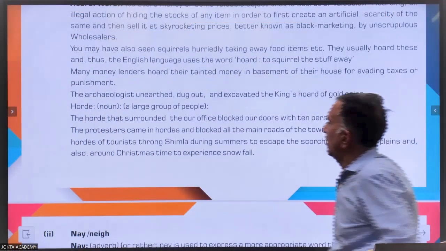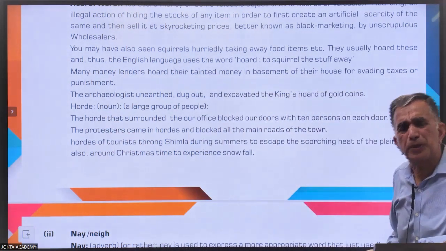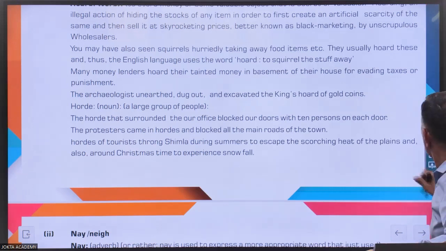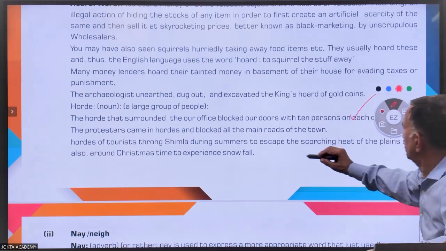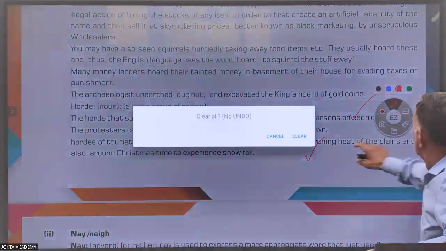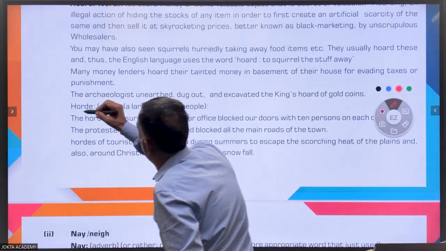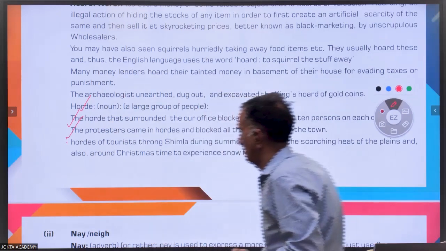Then hoard, a large group of people. It should be clear from the sentence also. Now read the sentence: the hoard that surrounded our office blocked our doors with 10 persons on each side. So it clearly tells hoard means a group of people. Same is here. So the meaning of this word should be clear from the sentences.